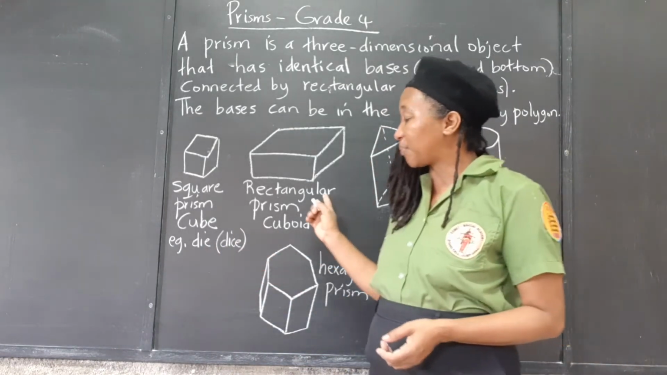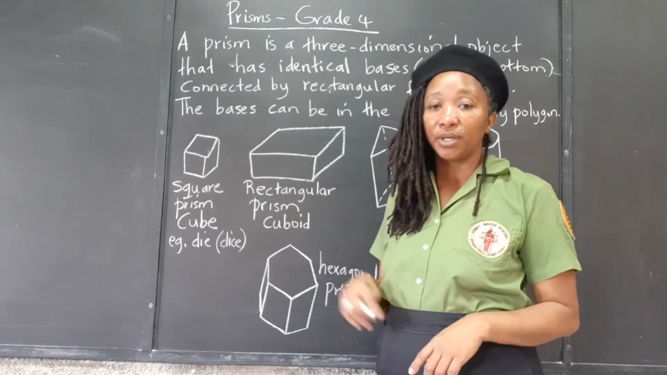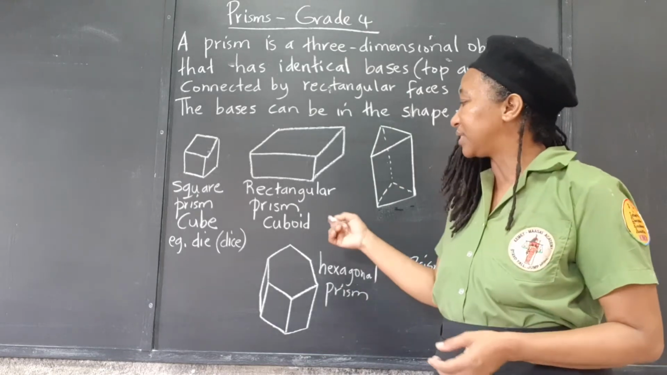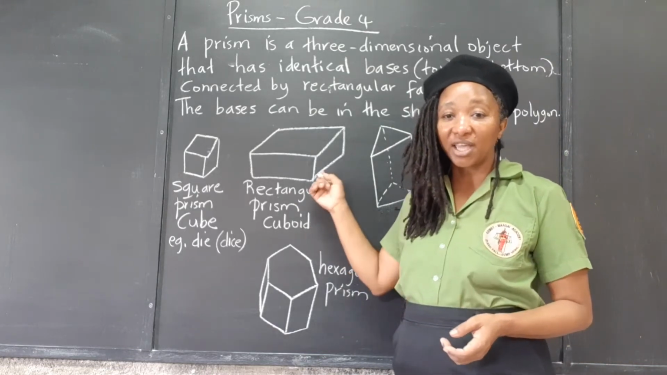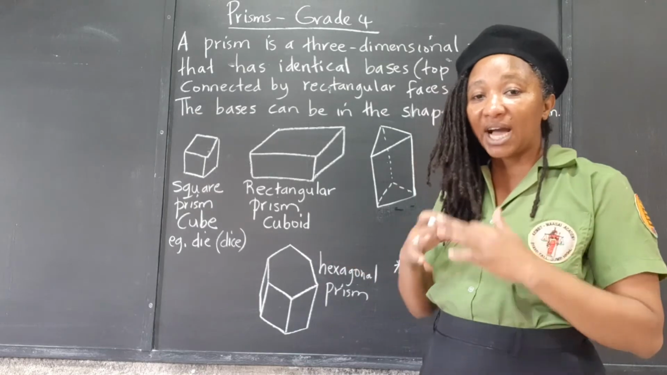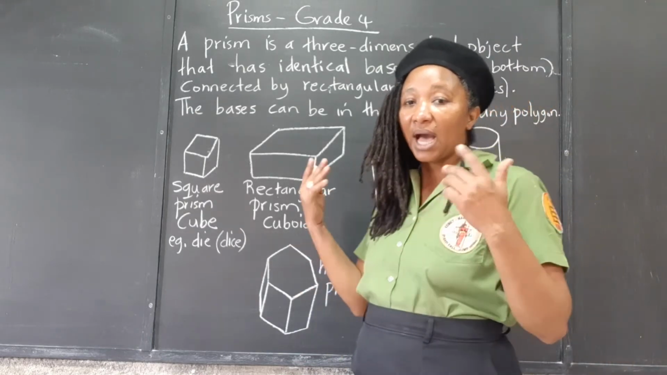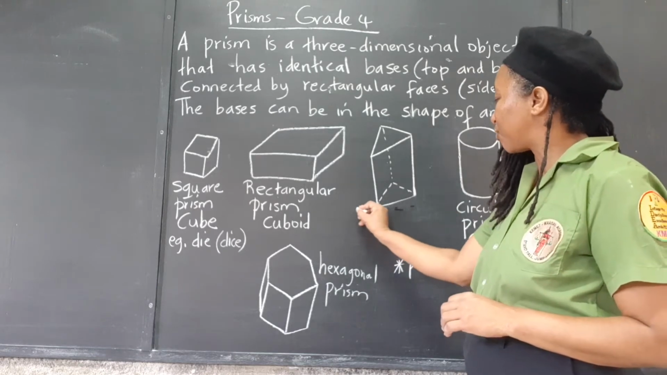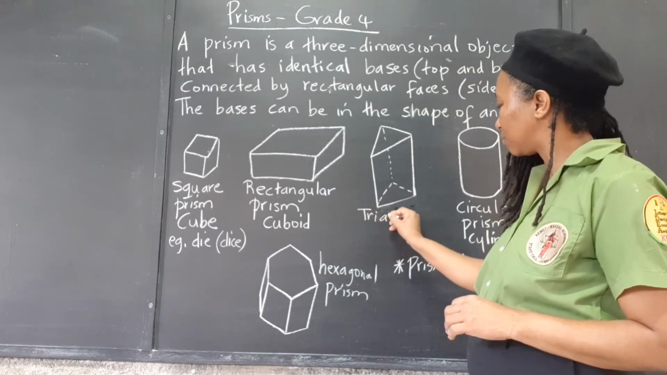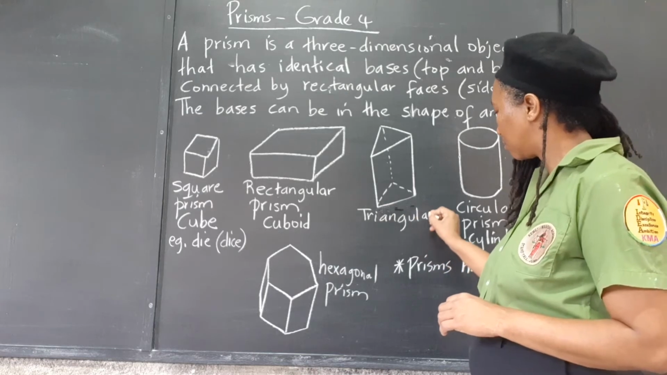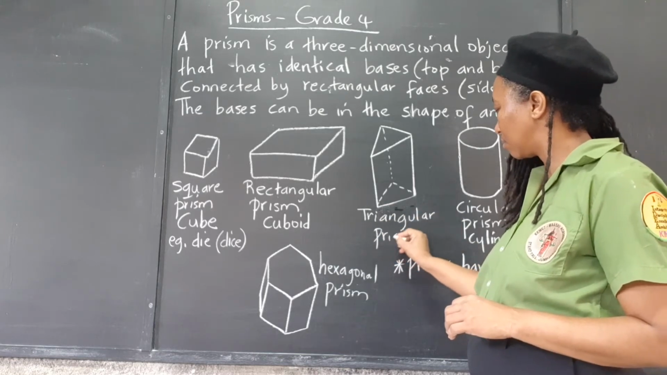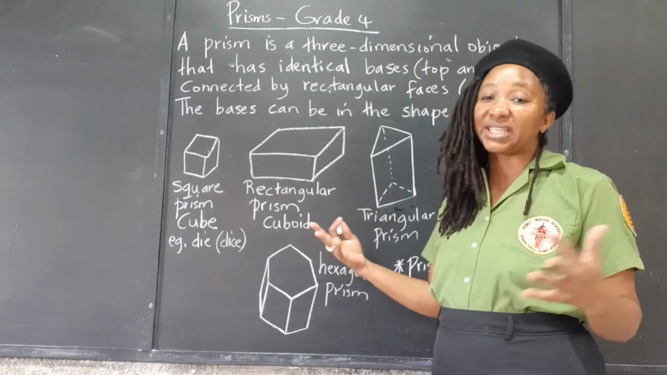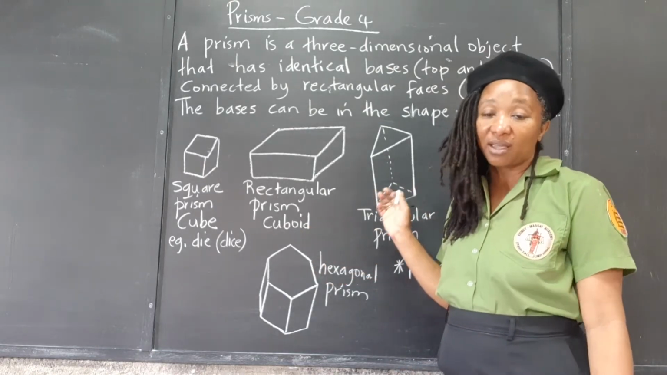The rectangular prism, like the 2 I just showed you, the paperclip box and the chalk box, those are cuboids, rectangular prisms. Rectangular base, rectangular top, and connected by rectangular sides. This is the triangular prism. The triangular prism, and many times when people say prism, this is the one they're talking about.